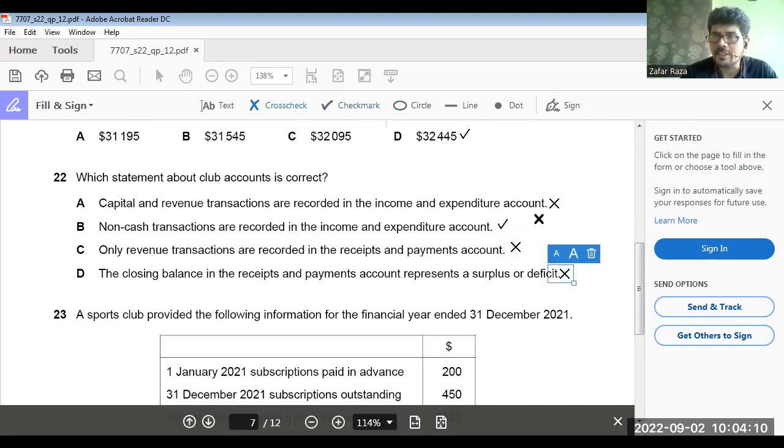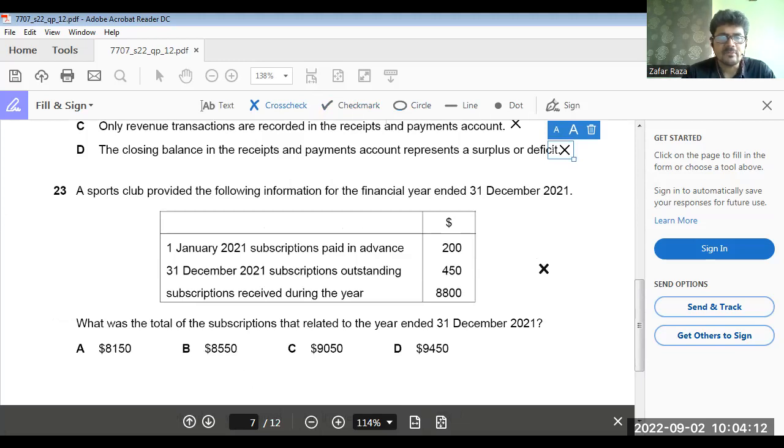So it means B option is the answer. Okay, 23. A sports club provided the following information for the year ended 31st December 2021. 1st January 2021, a subscription paid in advance, 200, subscription outstanding on 31st December 450, subscription received during the year 8,800. So how to calculate the answer?